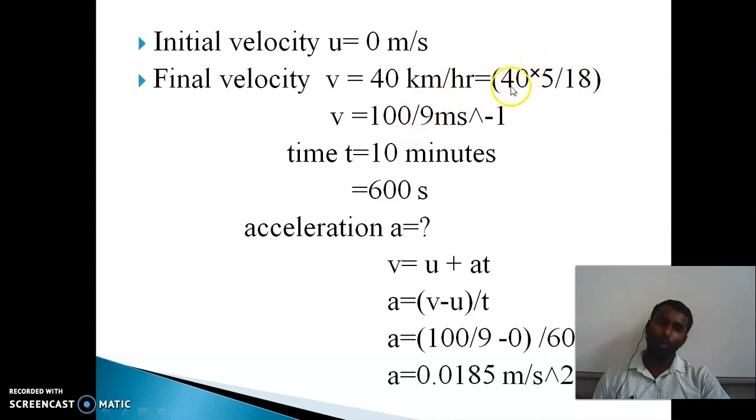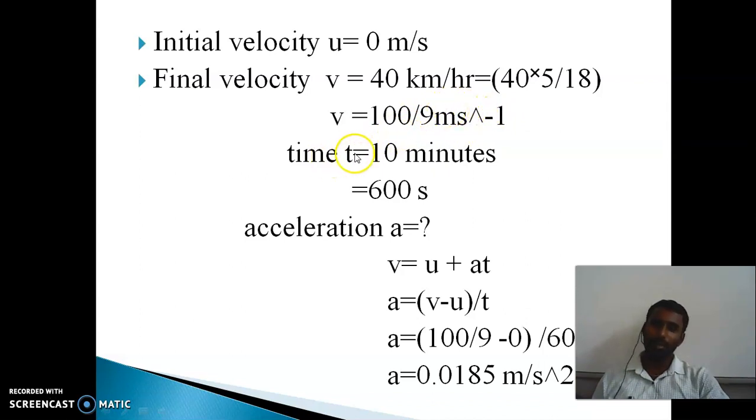So v equal to 40, see here, 9 2s are 18, 20 2s are 40, 20 into 5 is 100, divided by 9. So I am not going to cancel it further. I'll simply keep that v equal to 100 by 9, because it will not be cancelled, right? So I'll keep that fraction. 100 by 9 meter by second or meter second inverse. So this is called meter second inverse or meter by second.